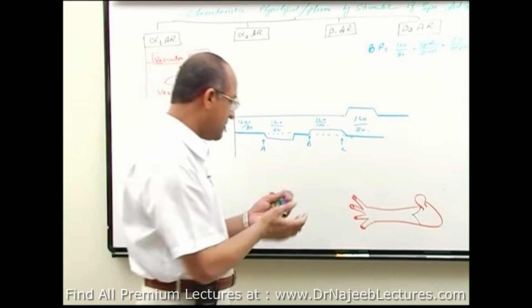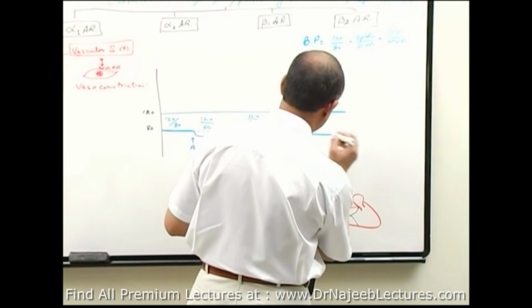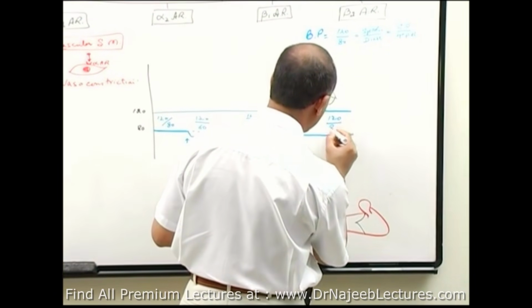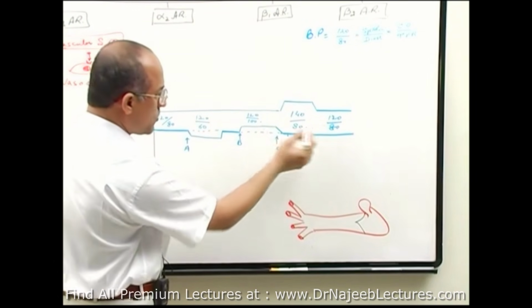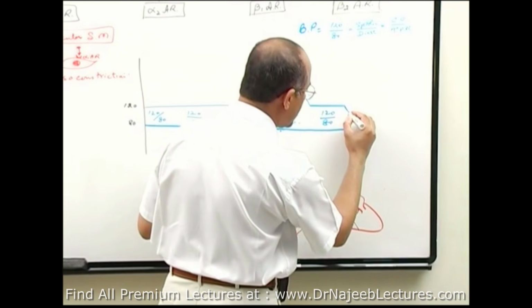Now we do another graph. We give another drug. It is still 120 by 80 now, right? 120 by 80, and now we have given a drug, and this is the change.